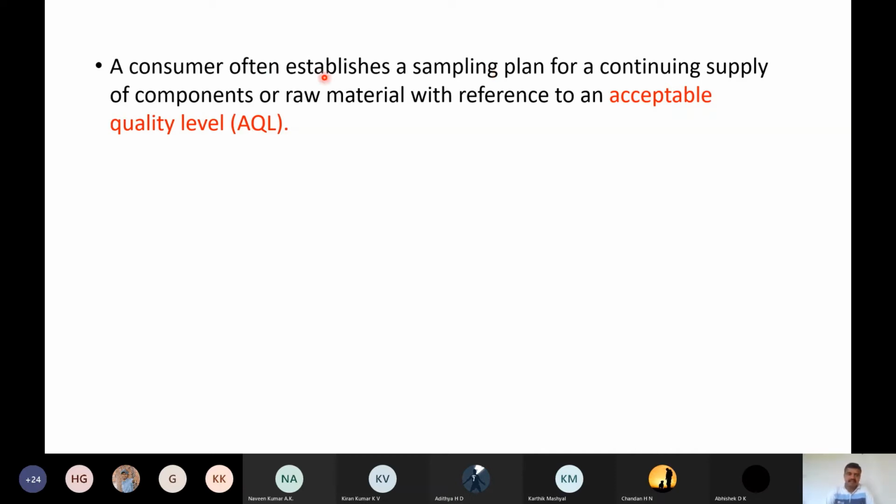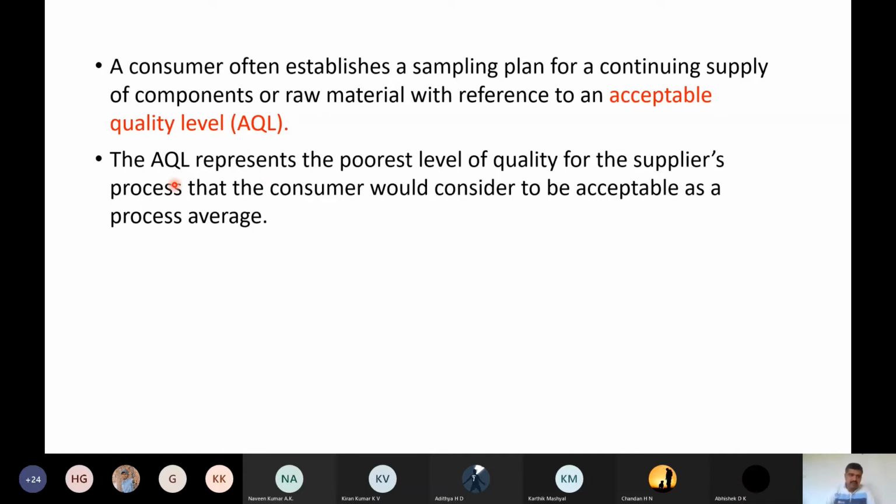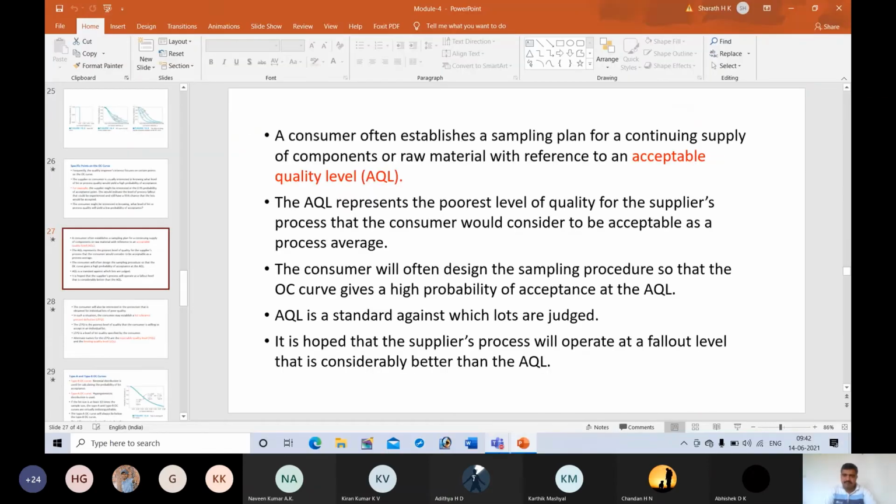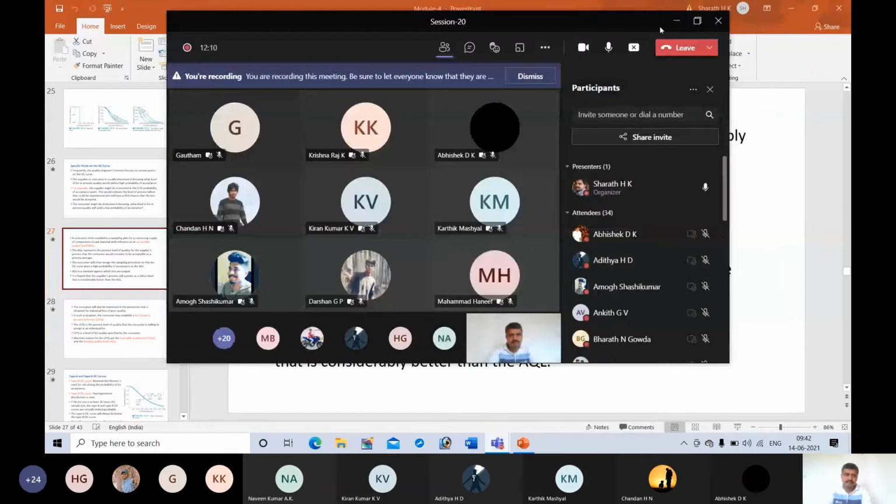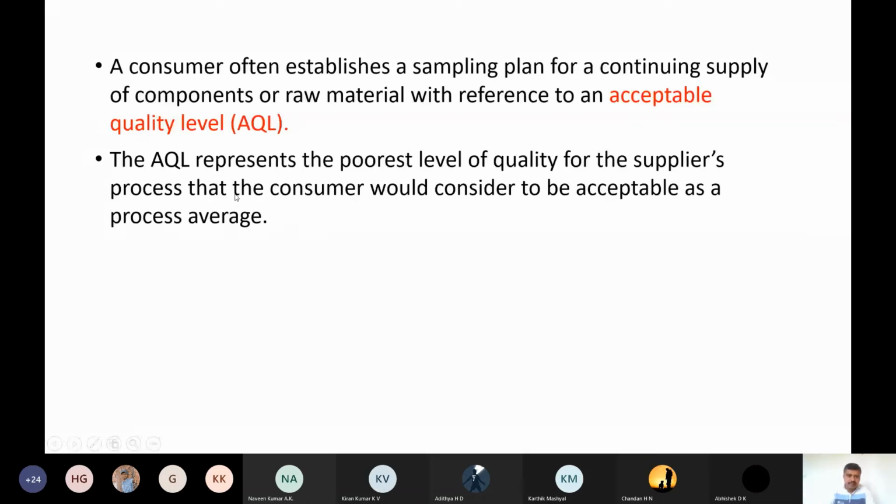A consumer often establishes a sampling plan for a continuing supply of components or raw materials with reference to an acceptable quality level. The AQL, that means acceptable quality level. AQL represents the poorest level of quality for the supplier's process that the consumer would consider to be acceptable as a process average. He is setting this benchmark.